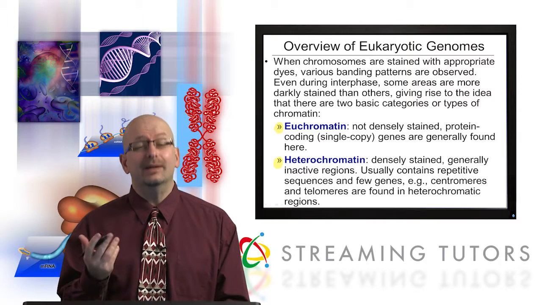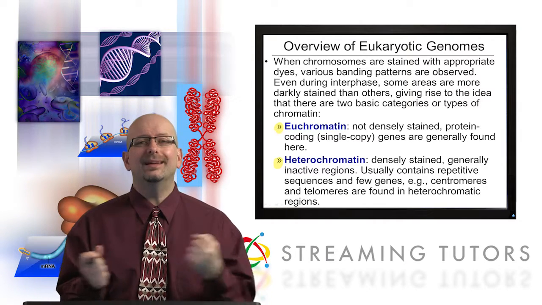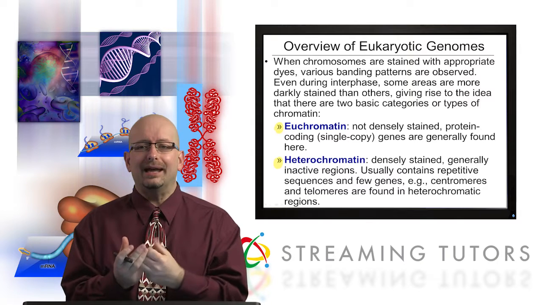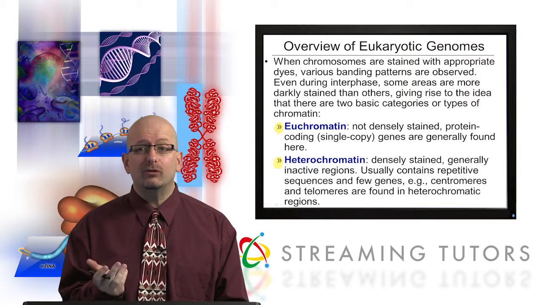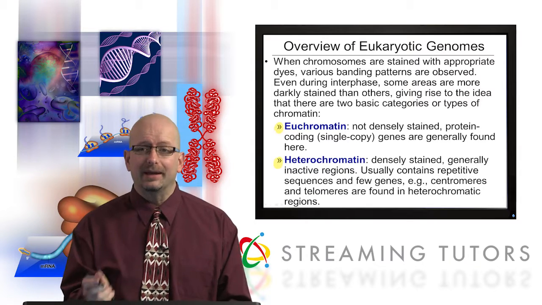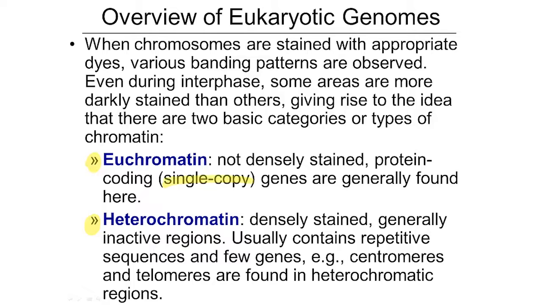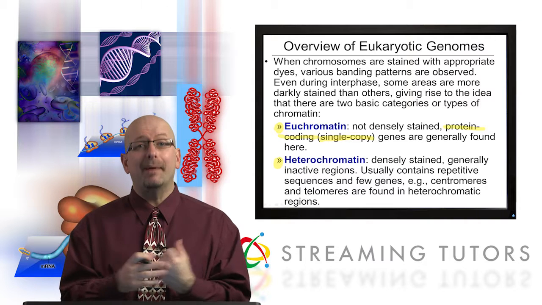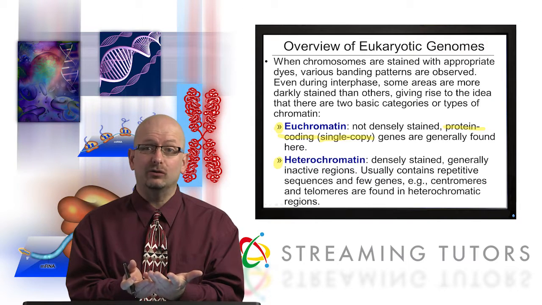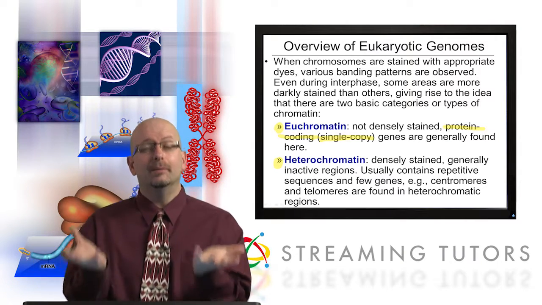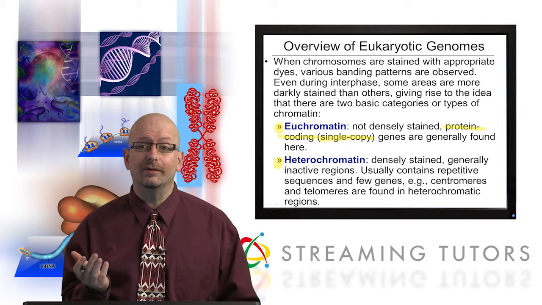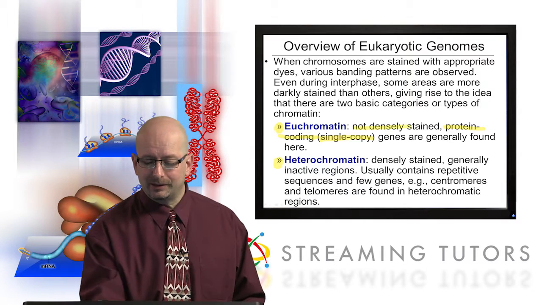Euchromatin tends to be not so densely stained. The density has to do with how much DNA is in that particular region. So the interpretation of the fact that it's not densely stained is that these are single copy genes, and that tends to mean that these are where the protein coding genes are. They're not very compacted, which goes along with our previous discussion, because by and large these genes have to be open because they may be interacting with the machinery of the cell. So euchromatin is not densely stained.